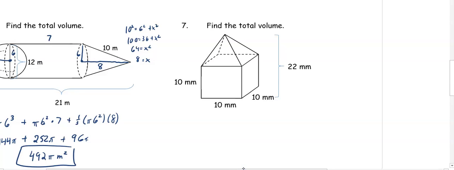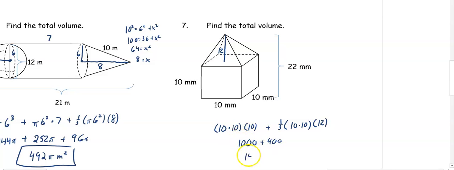Last one, number 7, we have a cube with a square pyramid on top. So if the cube has a height of 10, we can subtract that from 22 to get the height of our pyramid is 12. So we're going to do the volume of the cube, which is base area 10 times 10 times the height of 10, plus the volume of our pyramid, which is 1/3 base area, so 10 times 10 times the height of 12. So when we add, we get 1,000 plus 400, which is 1,400 millimeters cubed.